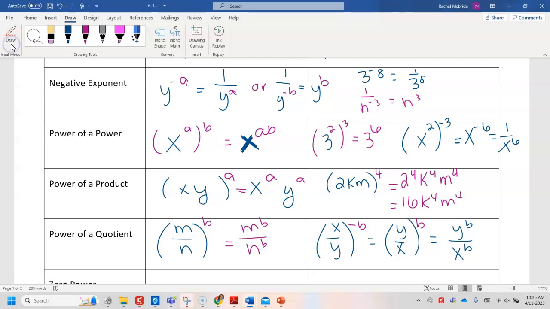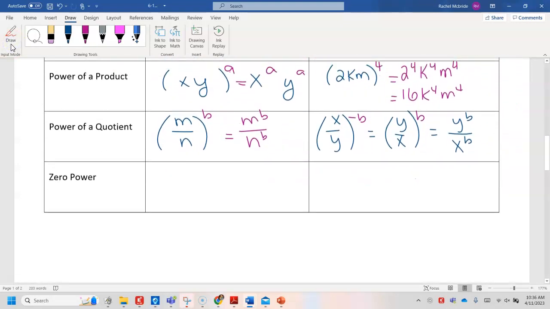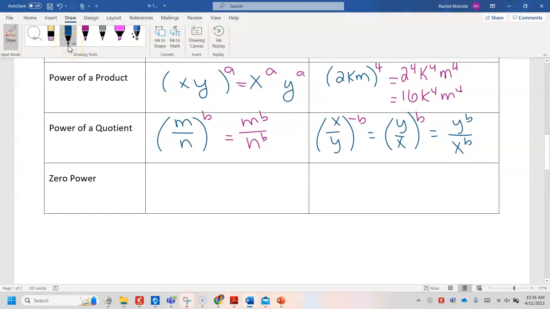Now, my favorite rule, and it's like the one we forget most often, is anything to the 0 power is not 0, it is 1. Anything to the 0 power is 1. Both for variables and numbers.